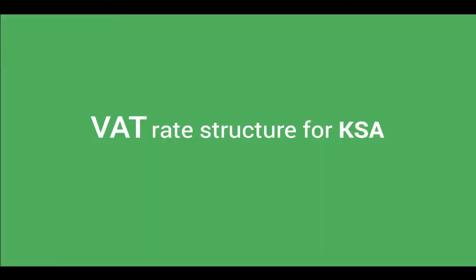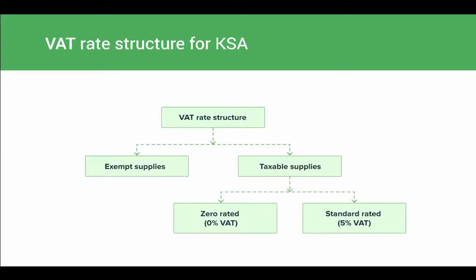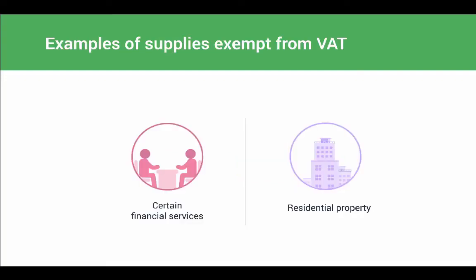Next, let's take a look at the VAT rate structure for Saudi Arabia. The supply of goods and services is categorized broadly into taxable supplies and exempt supplies. Taxable supplies are further classified into zero rated and standard supply. VAT will not be imposed in some cases, such as residential rent and rent of housing for students and certain financial services.